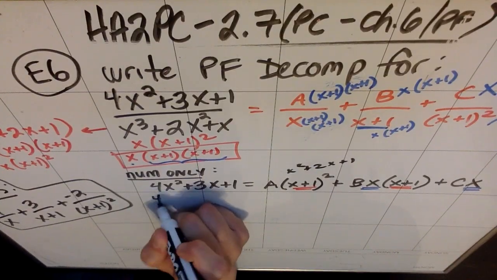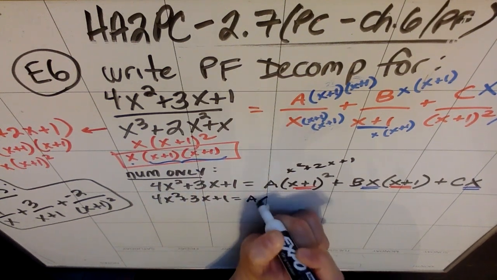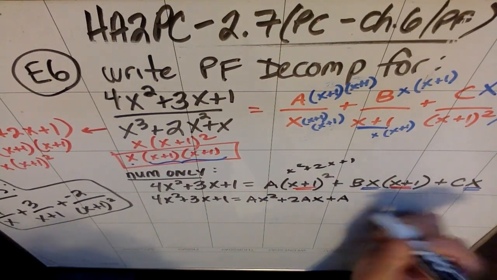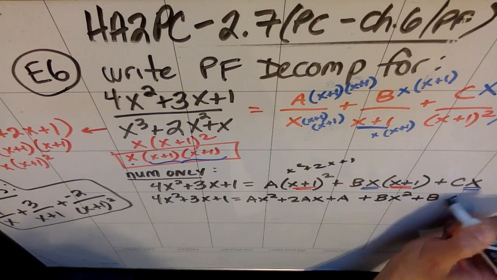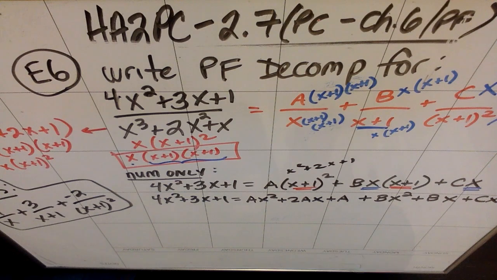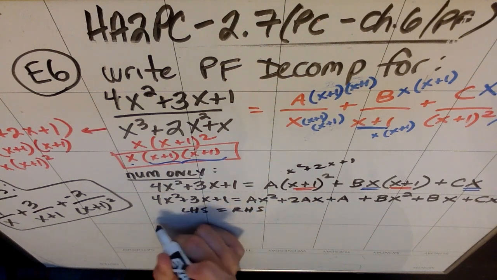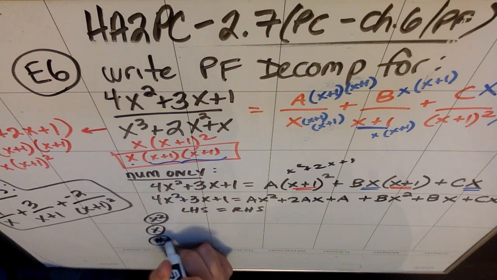So I get that this is 4x squared plus 3x plus 1 equals ax squared plus 2ax plus a. When I distribute this, I get plus bx squared plus bx, and I get plus cx. So at first glance, this is already a slightly better situation than it was before because I can find a very quickly. What I want you to notice is if I do my left-hand side equals the right-hand side, right? I have x squared terms, which we'll deal with. I have x terms, which we'll deal with. And I have numerical terms only, which we'll deal with.